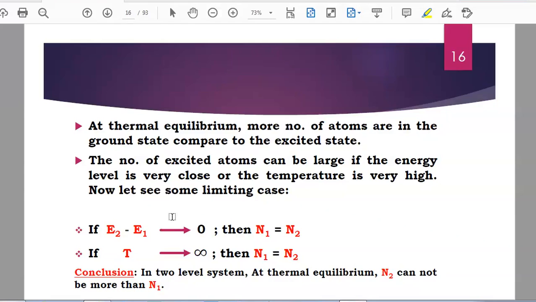Another limiting case: suppose you increase the temperature further and further, and let's say you make it maximum.